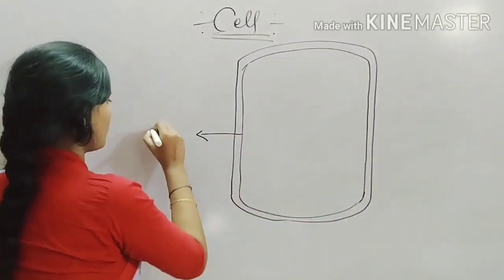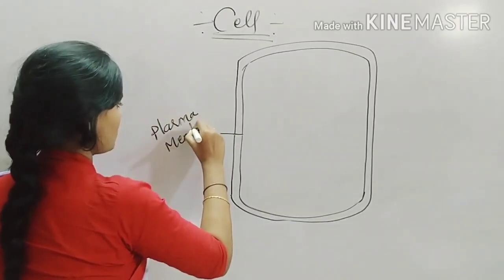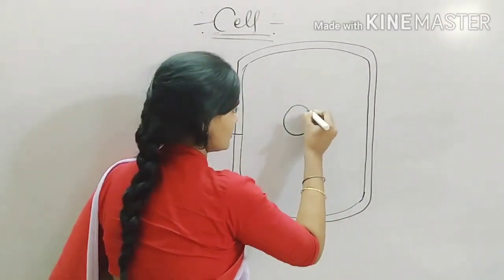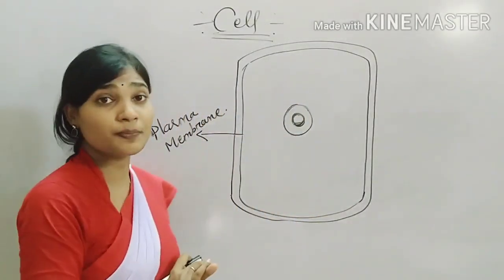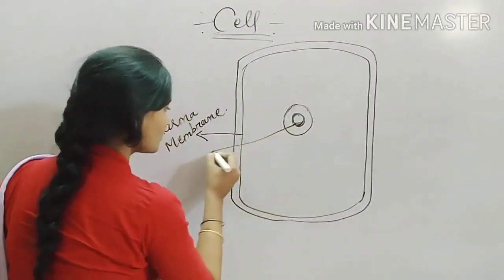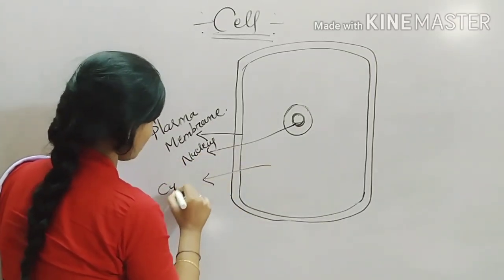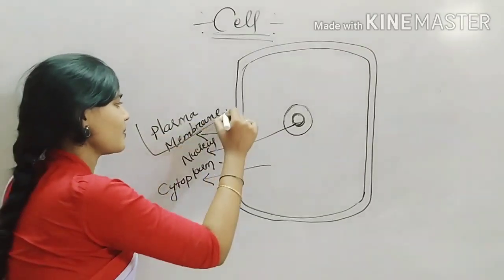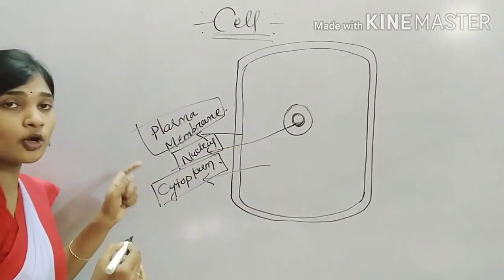This is plasma membrane. This is nucleus. Okay, so we know that the basic components of the cell are plasma membrane, nucleus, and the cytoplasm. So what are the basic components of the cell? Plasma membrane, nucleus, and cytoplasm are the basic components of the cell.